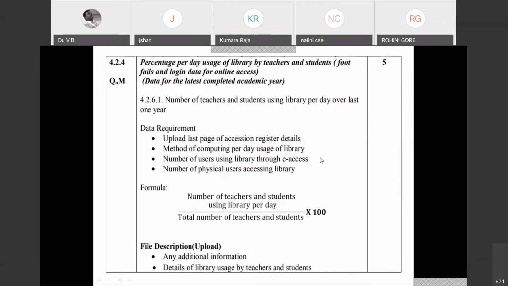And if the students are accessing the library, if the institution is providing e-access, then the login details of the students should be produced.